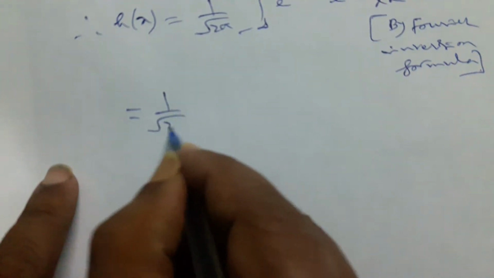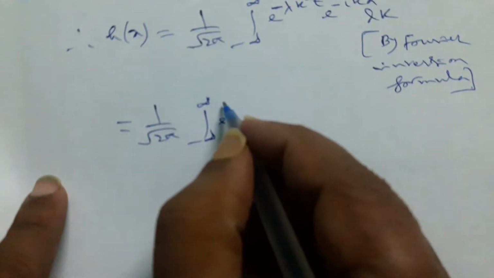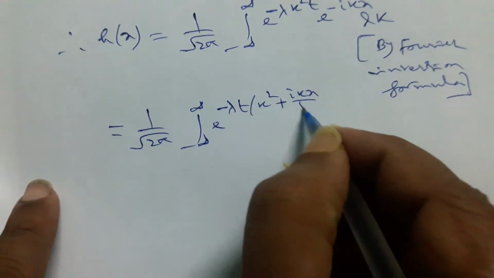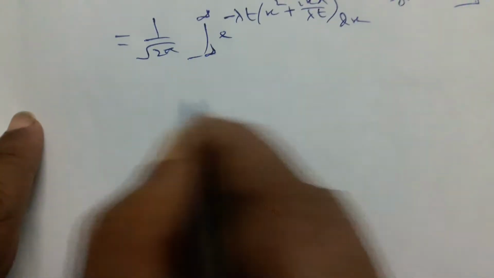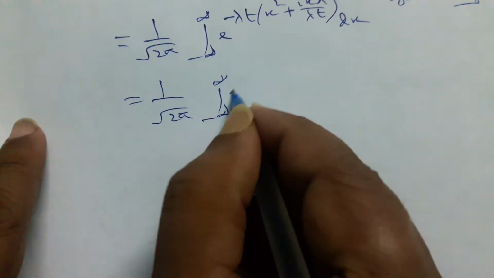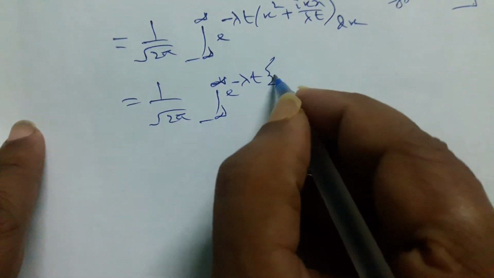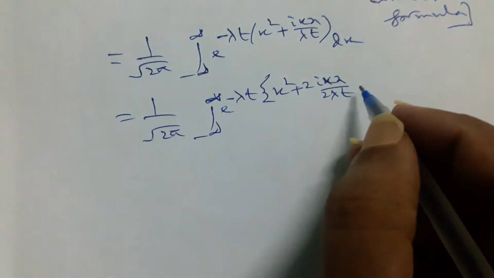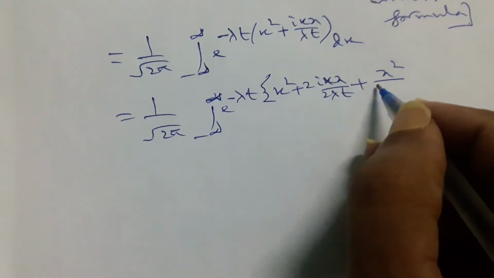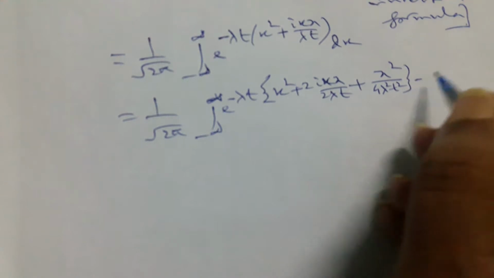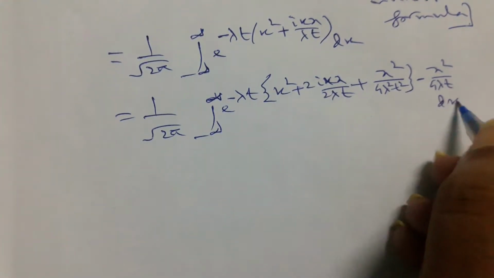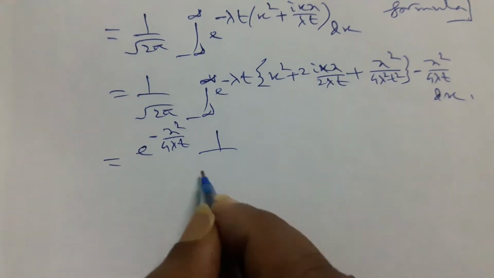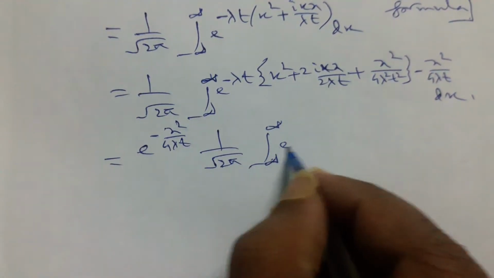So here we have to solve the integral from minus infinity to infinity of e to the power minus lambda t k square plus i k x, dk. This is 1 by root over 2 pi, integral from minus infinity to infinity of e to the power minus lambda t k square plus 2 i k x by 2 lambda t plus x square by 4 lambda square t square minus x square by 4 lambda t, dk, which is equal to e to the power minus x square by 4 lambda t, 1 by root over 2 pi, integral from minus infinity to infinity of e to the power minus lambda t.